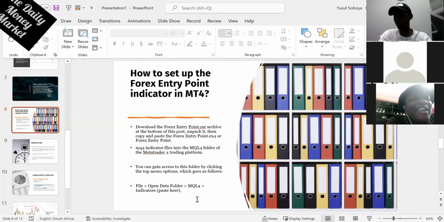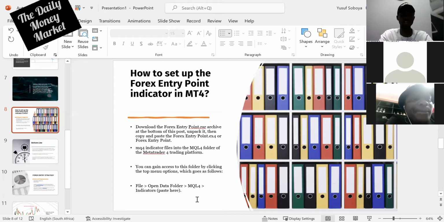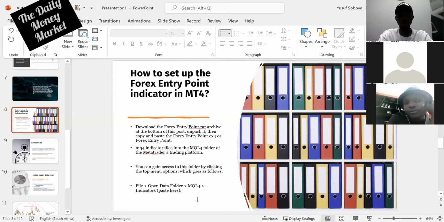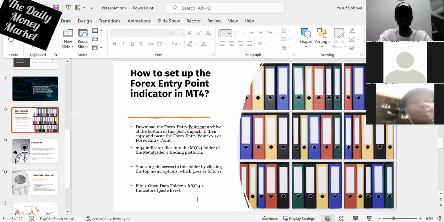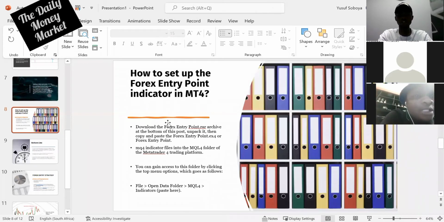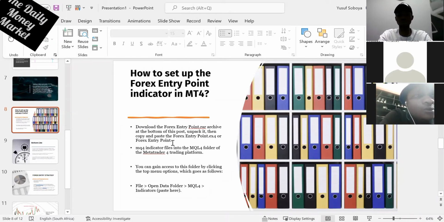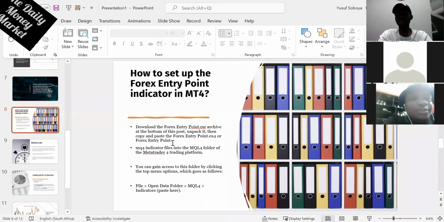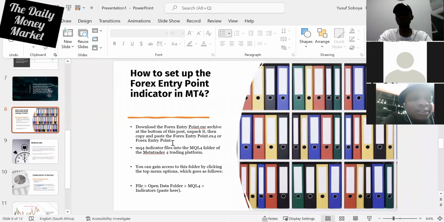So one of the examples I've already given you guys is a Fibonacci indicator. You can download the Forex Entry Point indicator at the bottom, on the poster, and then copy and paste the Forex entry. This is a system that you can download on the internet and use, putting in your entry point price and your stop loss.